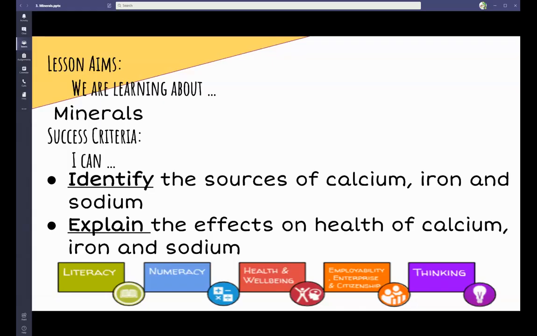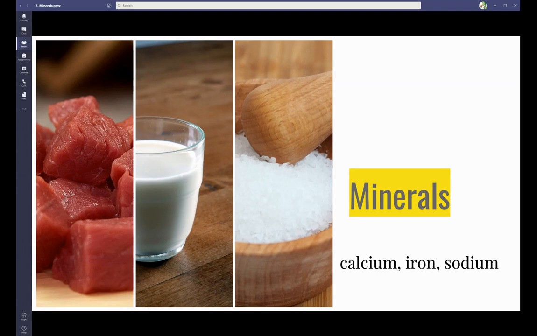So today we're going to be learning about minerals, and these are part of the micronutrients that we are going to be talking about. So vitamins and minerals are part of the micronutrient groups, which means we need these in our diets in smaller amounts. Today, by the end of this slide, we will be able to identify sources of calcium, iron and sodium, which are the three main minerals that we're going to be focusing on, and explain the effects that these have on our health. So first of all, we're going to be looking at these three.